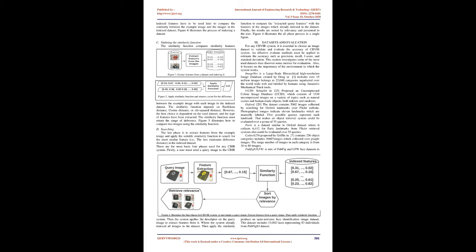Figure 5 illustrates how to compare two images using the similarity function. D. Searching. The last phase is to extract features from the example image and apply the suitable similarity function to search for the most similar feature, i.e., the minimum difference distance, in the indexed dataset. These are the most basic 4 phases used for any CBVIR system.